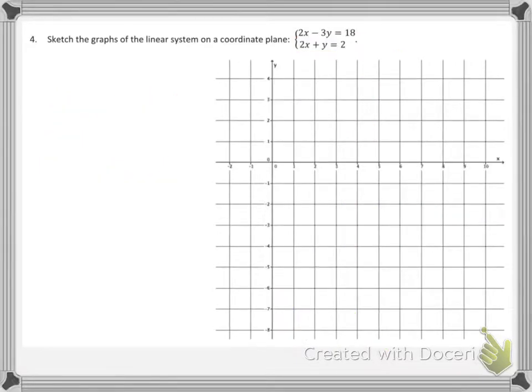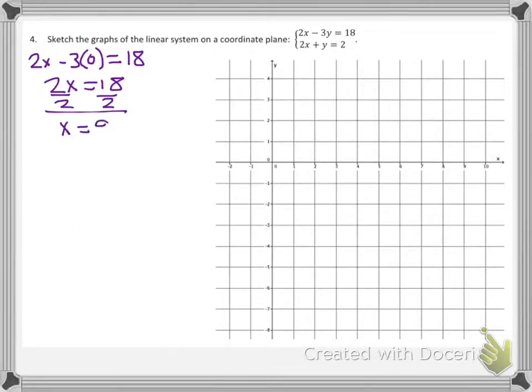All right, number 4, standard form, x and y intercepts. So 2x minus 3 times 0, make my y value 0, equals 18. This will give me the x-intercept. So we get 2x equals 18, and divide each side by 2. So the x-intercept is 9. I'm going to cross the x-axis at a positive 9.